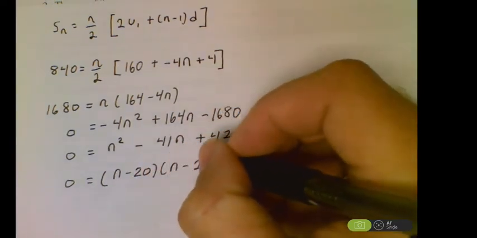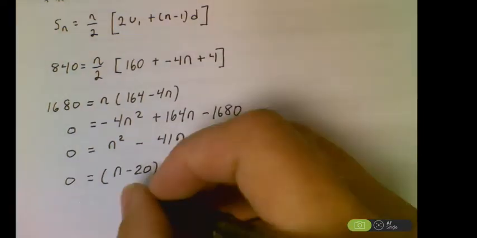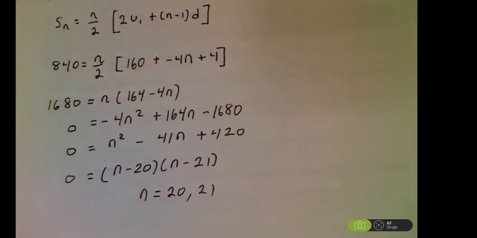We'll do that for us. So that means n equals 20 and 21. In this case, we do have two possible solutions. Both of those are acceptable.